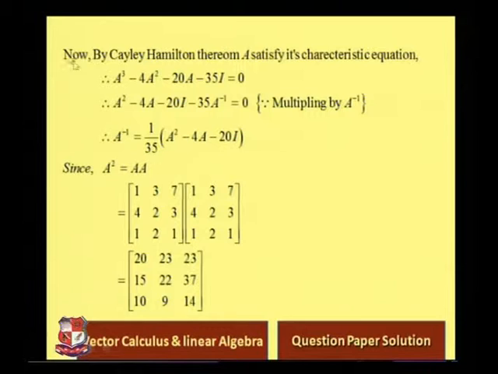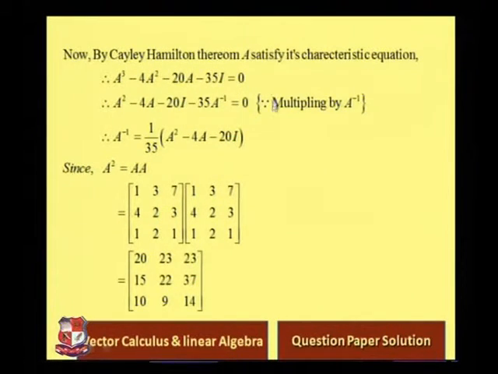Now by the Cayley-Hamilton theorem, A satisfies its characteristic equation, which means the given matrix satisfies our characteristic equation. So substitute A replacing lambda. Therefore A cubed minus 4A squared minus 20A minus 35I equal to 0, because 1 becomes the identity matrix.